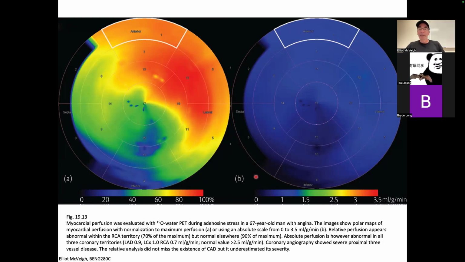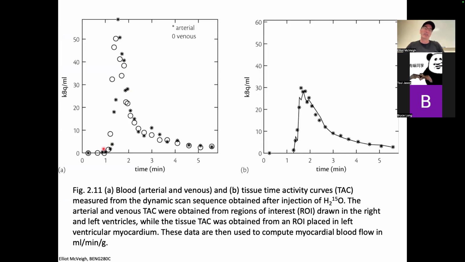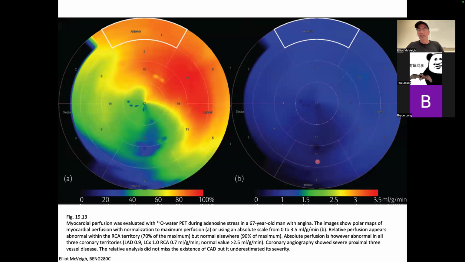But what we can do, we go back here and we say, you know what we're going to do? We're going to take our input function, right? And we're going to actually normalize this curve to the input function so that we can detect how many milliliters per gram per minute of blood is actually flowing into each part of the heart. So we'll make a map that is that. And so it's not relative to other parts of the heart. It's just an absolute number. Right? And then these are the numbers for this patient that come out.